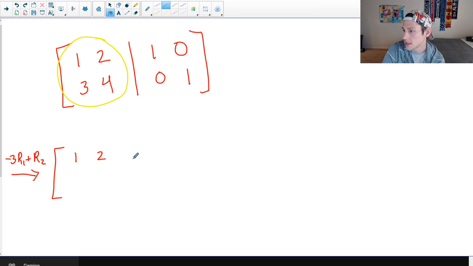So row 1 stays the same across the entire top. However, row 2, so negative 3 times 1 is negative 3. Negative 3 plus 3 is 0. Negative 3 times 2 is negative 6. Negative 6 plus 4 is negative 2. Negative 3 times 1 is negative 3. Negative 3 plus 0 is negative 3. Negative 3 times 0 is 0. 0 plus 1 is 1.